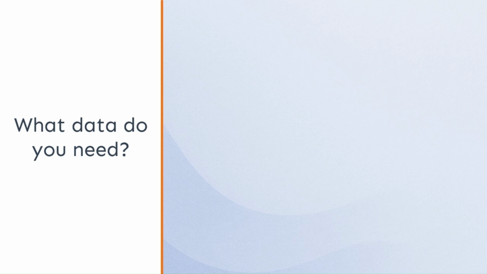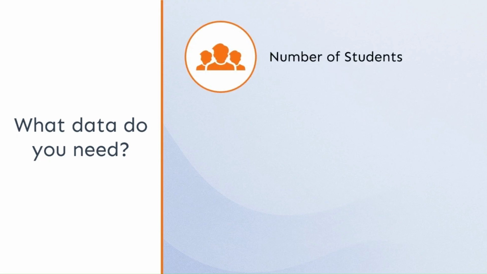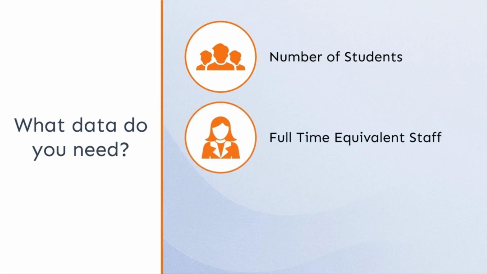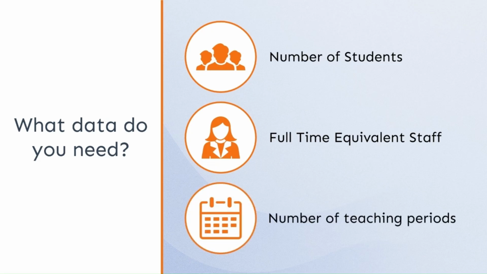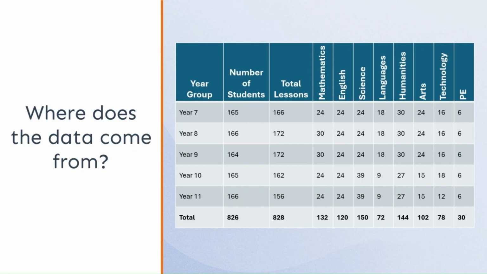So what data do you need? The good news is that you only need three pieces of data to calculate these powerful metrics. Firstly, the number of students. Secondly, the full-time equivalent staff you have. For example, someone working 2 days a week is 0.4 FTE. And the number of teaching periods across your timetable cycle, which will usually be 1 or 2 weeks. That's it. For completeness, we will briefly look at where this data comes from.